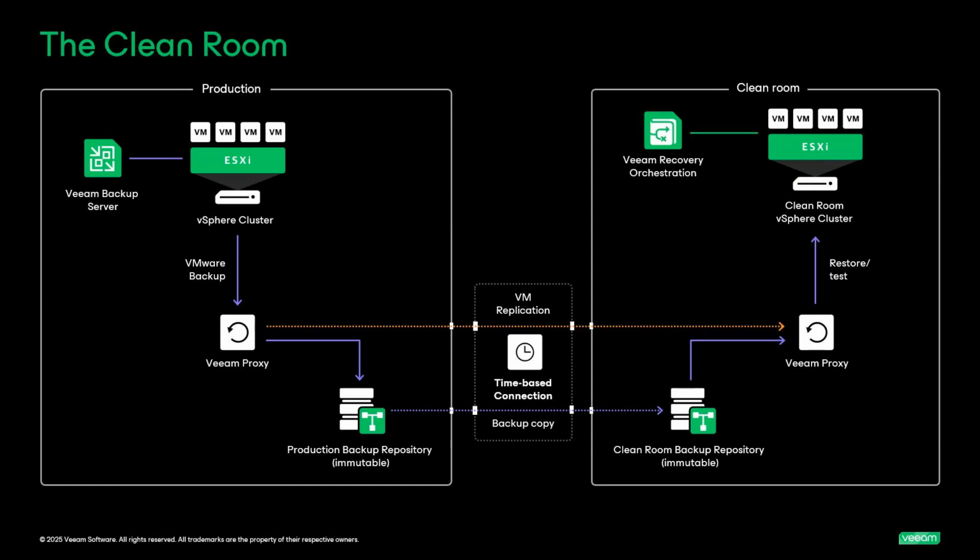We might have some backups in an immutable repository. We might have a copy of that data in that clean room backup repository. What we say is that time-based connection here. So if we're in that clean room, what we're doing is really just removing the connectivity between production and that clean room location, right?